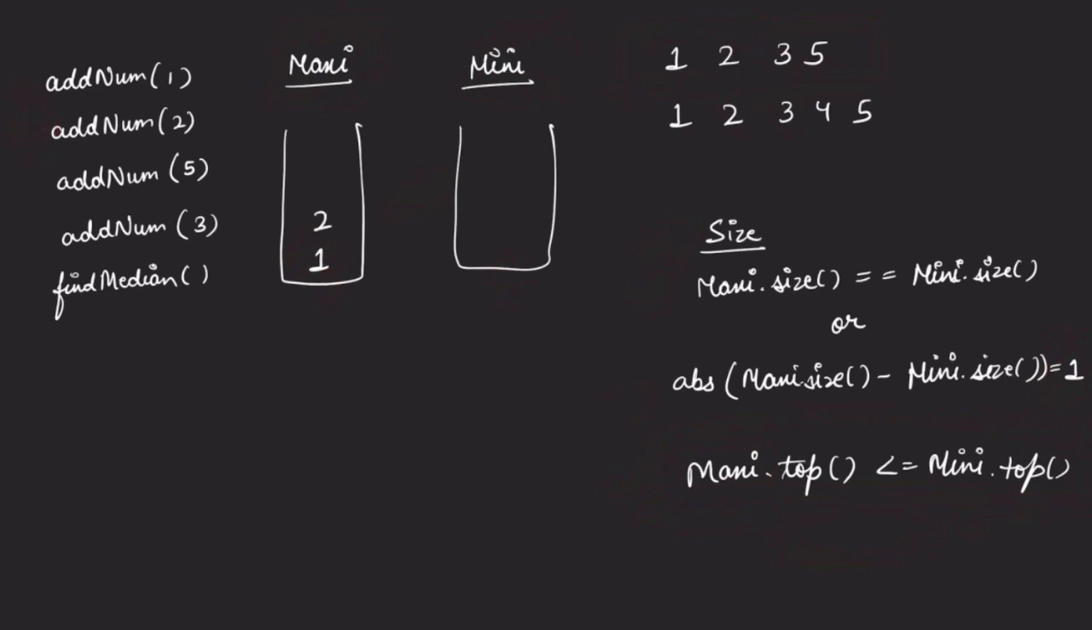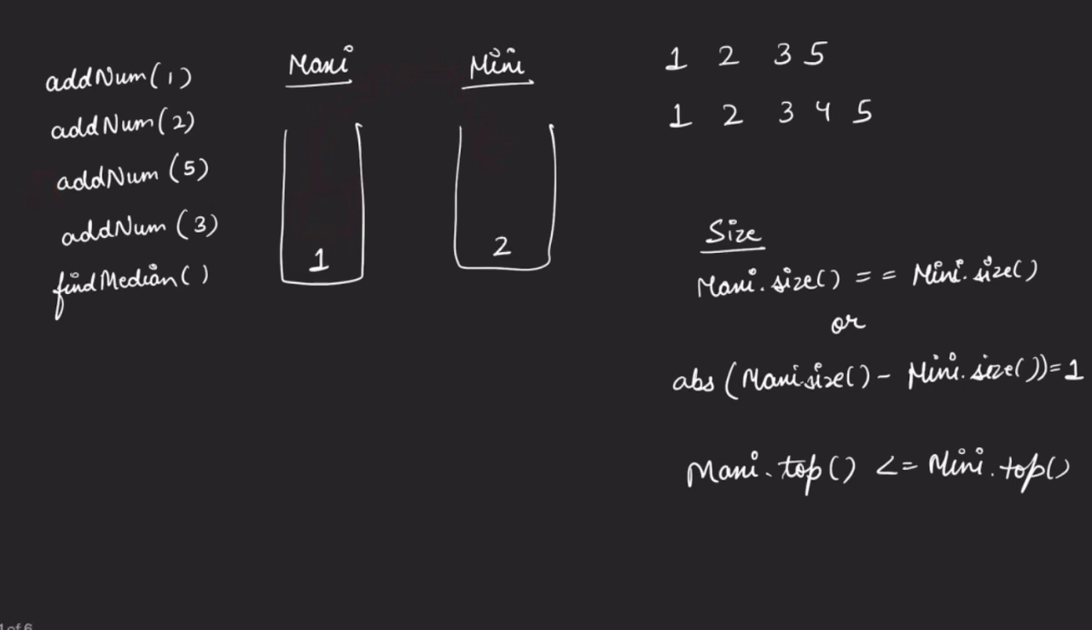So 2 would be added here. This condition again we cannot check because mini is empty, but then we can check the size. Now the size is not equal and the difference is also not 1, it is 2. The size of the max heap is 2 and the min heap is 0. So that means we will have to balance the size of our heaps. In that case, we will pop the top element from maxi and push it inside mini, right? So whichever heap is having more elements, from that we will pop an element and push it into the other heap, right? So 2 will be popped from here and added into mini.